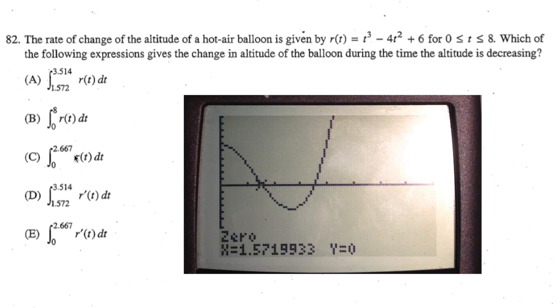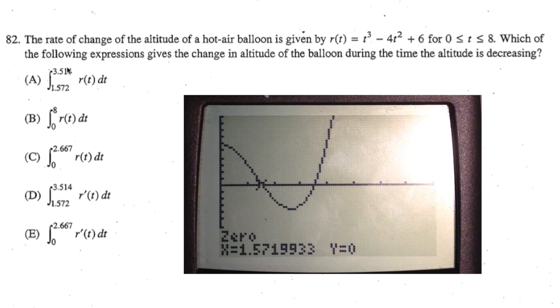This choice uses the acceleration function. What this problem did is find the derivative of r of t, and then find where it was decreasing. So that's why C is wrong. D is wrong because it uses the derivative inside the integral, so that's also wrong. And E is wrong because it does the same thing as C. It uses the acceleration rather than the rate of change, or the velocity.